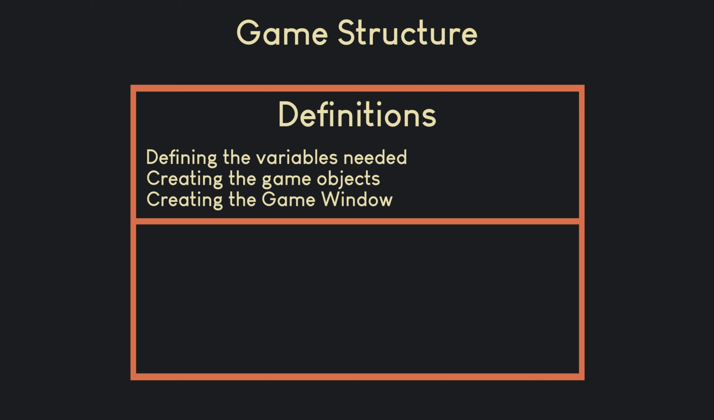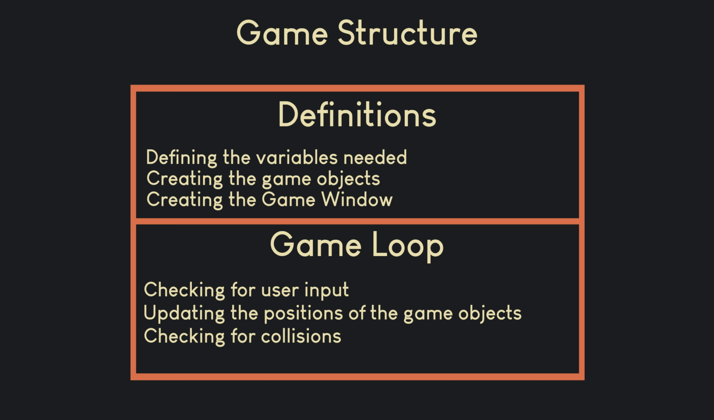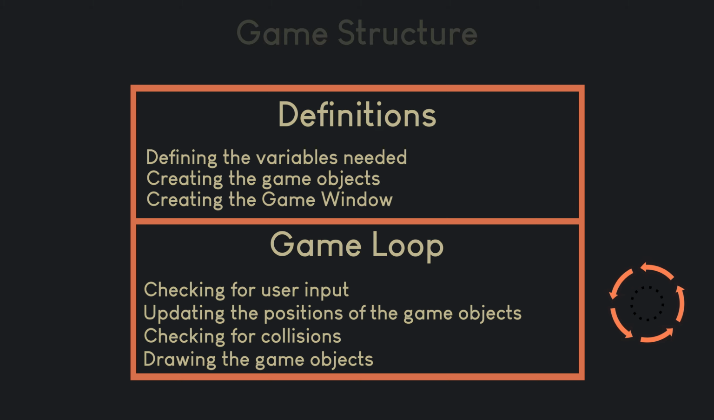The second part of the game is the game loop, which is responsible for checking for user input, updating the positions of the game objects, checking for collisions, and drawing the game objects. The game loop is like the heartbeat of the game, running repeatedly until the game is closed. So in today's example, in each iteration of the game loop, we will check for user input from the keyboard, update the position of the ball, and then we will draw it at its new position. All this will happen so fast that it will appear as a continuous movement.